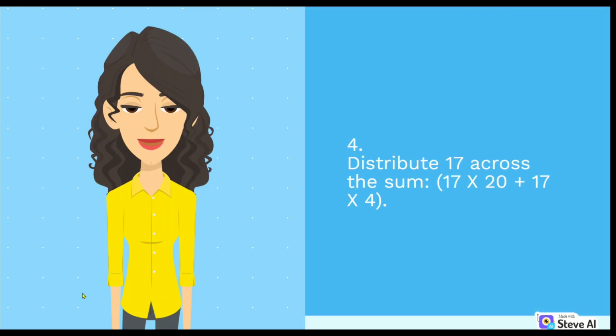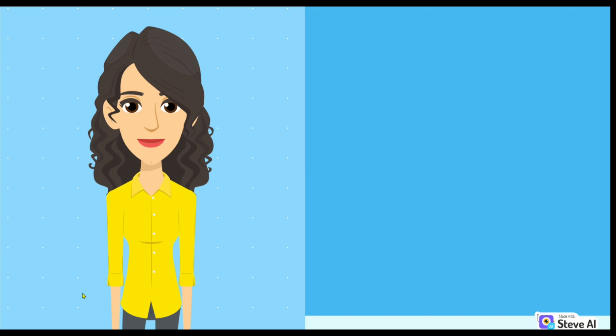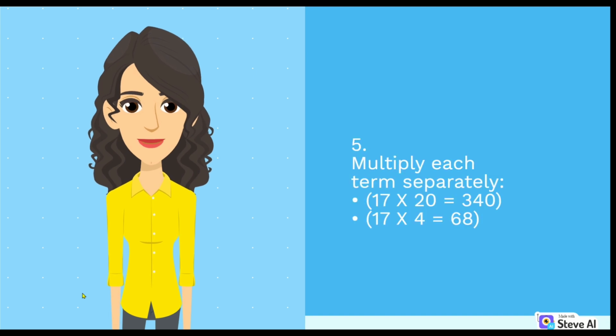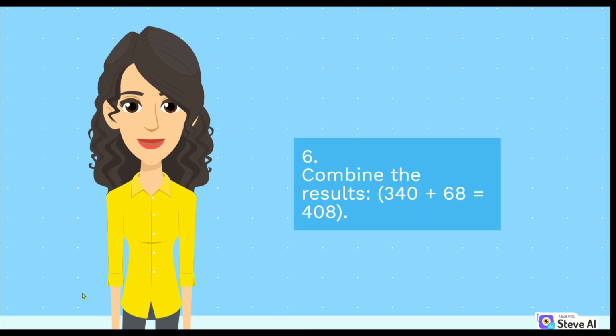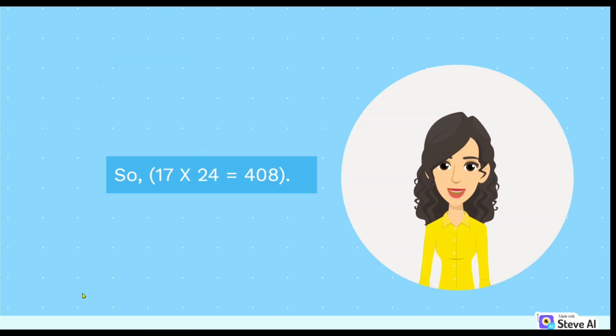4. Distribute 17 across the sum. 17 x 20 plus 17 x 4. 5. Multiply each term separately. 17 x 20 equals 340. 17 x 4 equals 68. 6. Combine the results. 340 plus 68 equals 408. So, 17 x 24 equals 408.